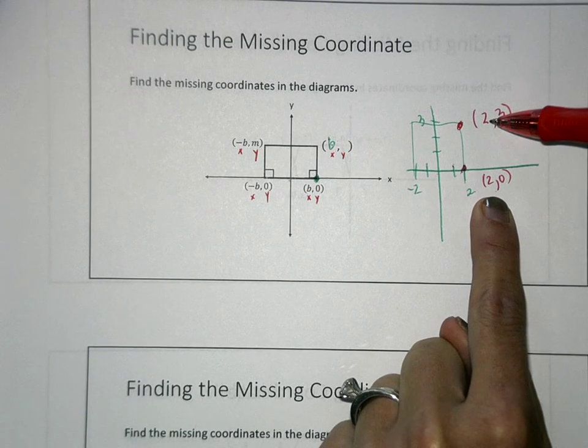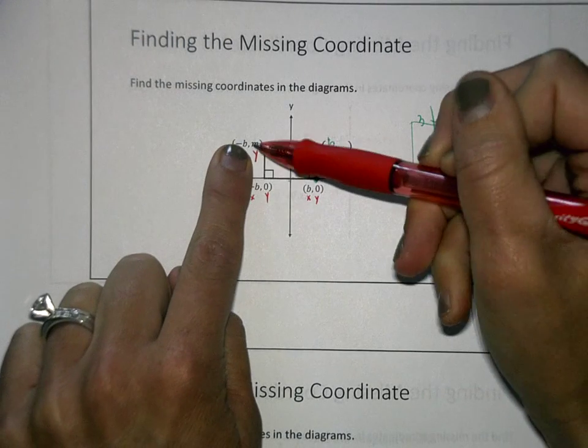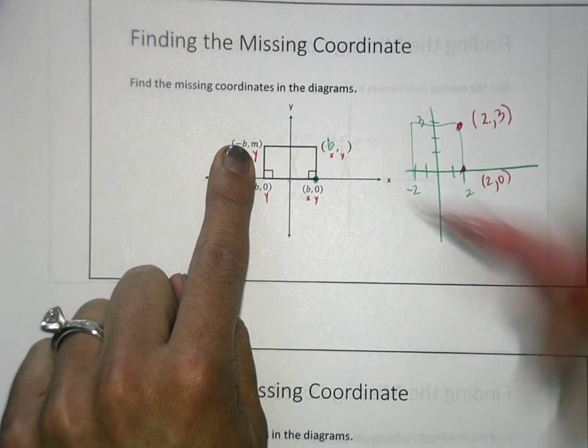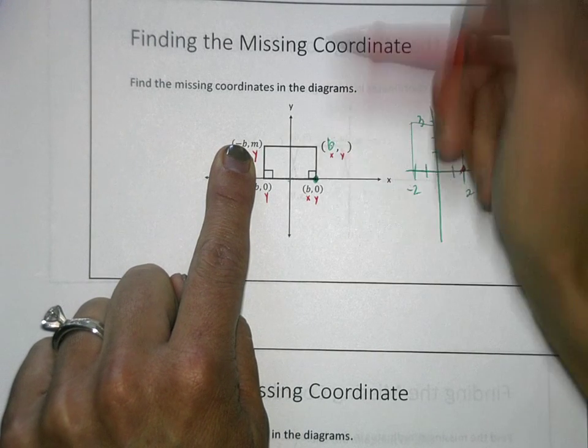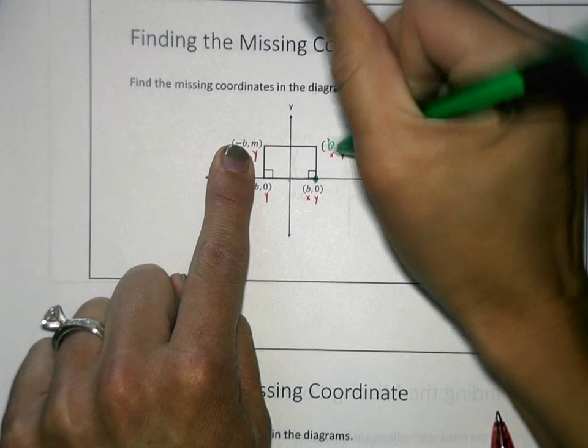just like both of these are 2's. Okay, and then on this one, the Y value is the same for that whole line. Just like all the X's on this line are B, all the Y's on this line will be M. So that's why this is BM.